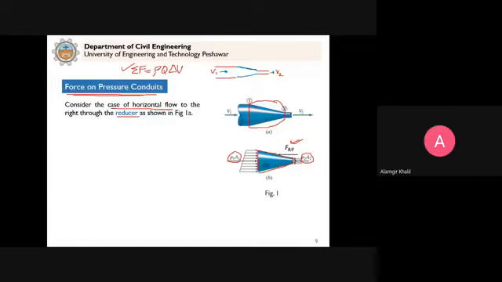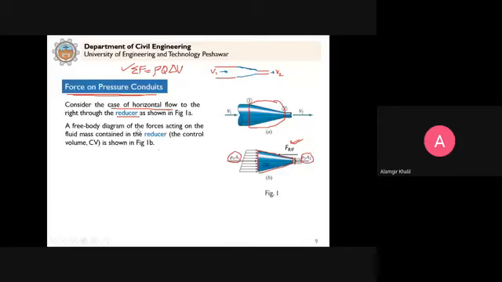So remember, in addition to these three forces, there can be gravity forces, there can be shear forces. But since we consider the flow in a horizontal plane, the weight can be neglected. And because the length of this reducer considered here is very small, even if shear force is there, it will be very small. So it's better to neglect it and simplify the analysis. So that's why we only consider these forces here.